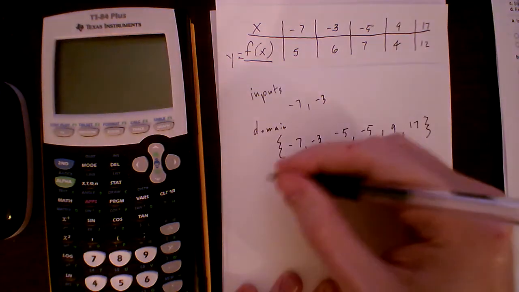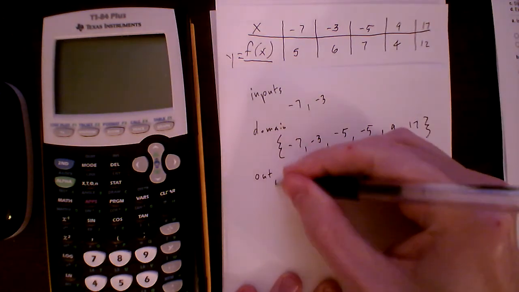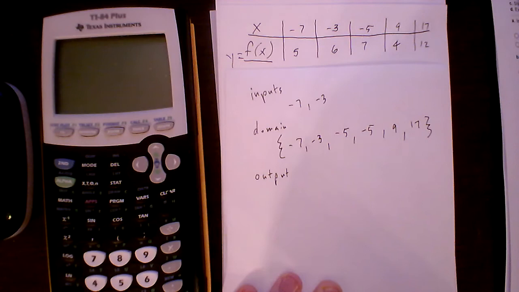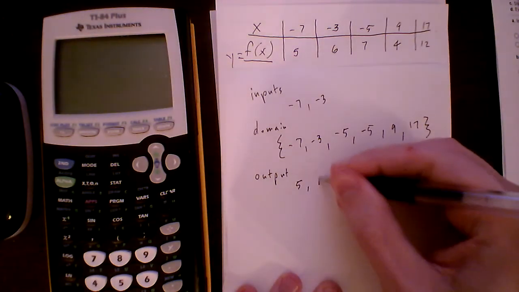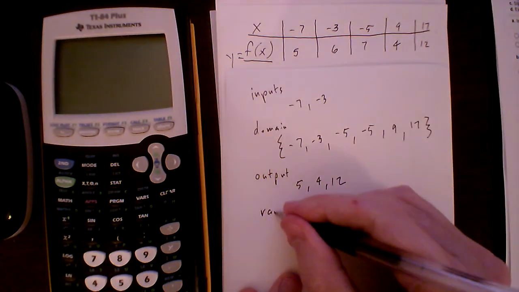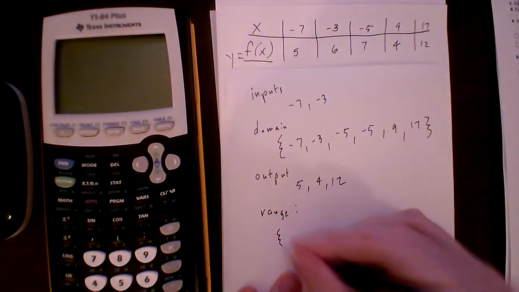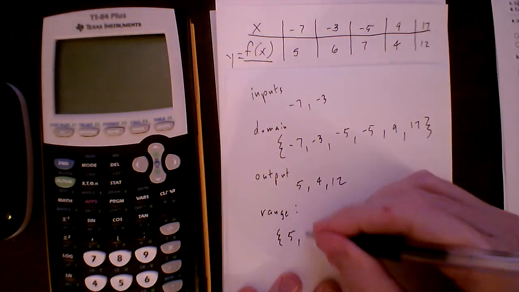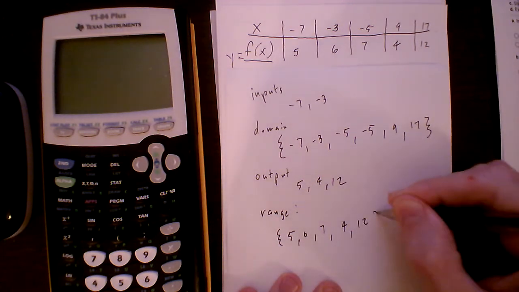Okay, similarly, if we were tasked for some output values, okay, those are just going to be our f of x or y values. So 5, 4, 12. Those are some examples of output values. If I was to ask you for the range for this function, I would just list all of the output values. So 5, 6, 7, 4, and 12.